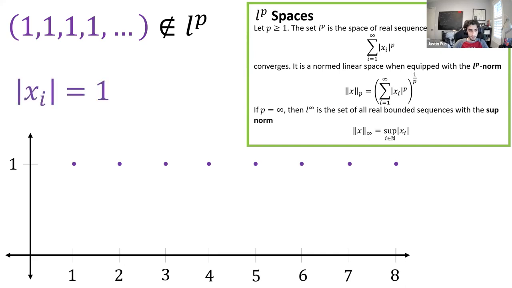In this example, each of the xi's has absolute value equal to 1. So that means the supremum of all the xi's is just going to be the number 1. And so that's exactly what the infinity norm, or the supernorm, of this sequence 1, 1, 1, 1 would be. So this would be an element of L infinity, but not any of the LPs where p is a finite number.